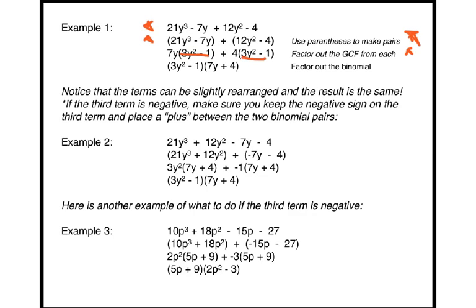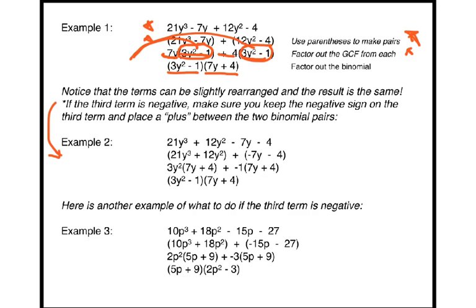That's the magic moment, when you see that each of the remaining binomials are the same. That means you've done the problem correctly and it can be factored. That common binomial comes out front to become the first binomial in your factored expression, and the leftover pieces, the 7y and the plus 4, become your other binomial. Notice that the terms can be slightly rearranged and the result is still the same. If the third term is negative, make sure you keep the negative sign on the third term and place a plus sign between the two binomial pairs.